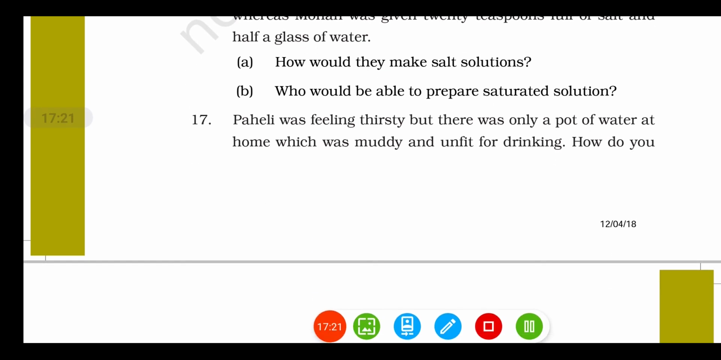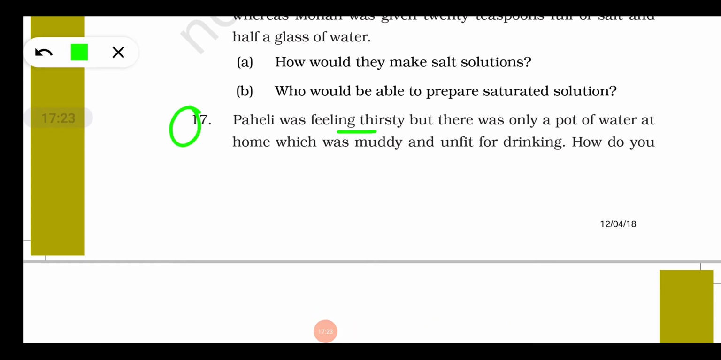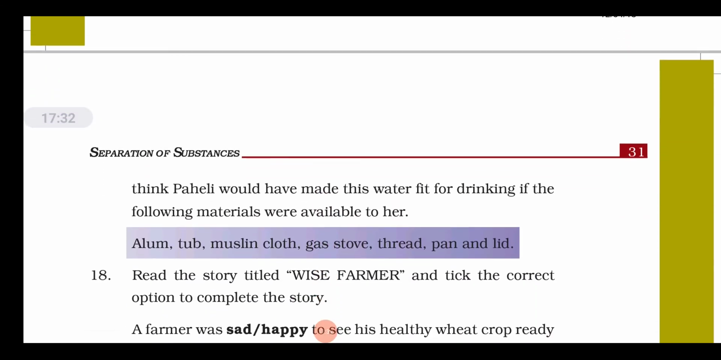Question number 17. Paheli was feeling thirsty, but there was only a pot of water at home which was muddy and unfit for drinking. Now how do you think Paheli would have made this water fit for drinking if the following materials were available to her? Now you have to think like a scientist. You have alum, tub, muslin cloth, a thin cloth with tiny holes, gas stove, thread, pan and lid.